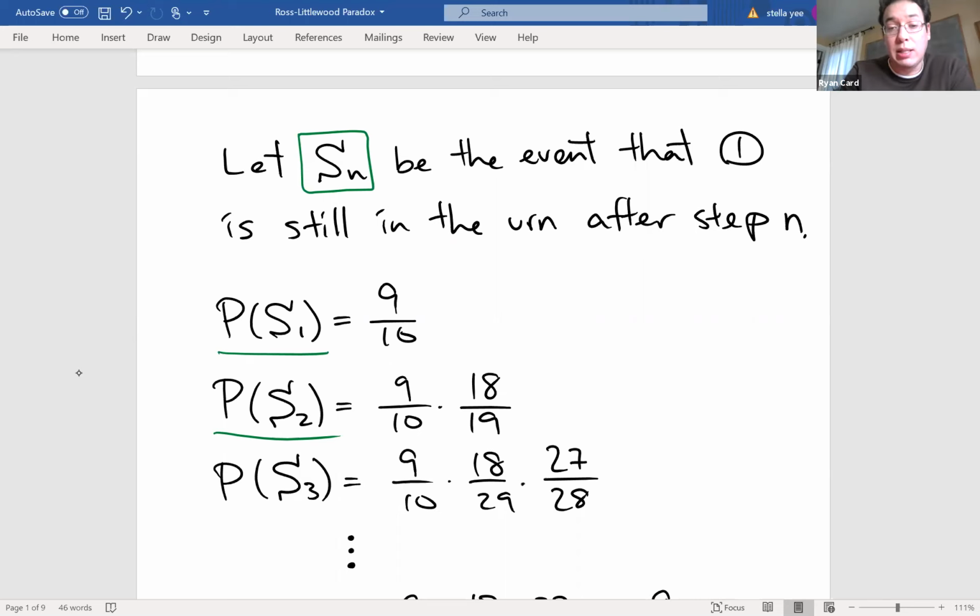I hope you got the pattern from this. For the third step, we multiply by the probability of surviving each of the first 2 draws. There's a typo here. That should be 19. After putting in 10 more balls, after drawing 2, you should have 28 in the urn. And the probability of surviving the third draw would be 27 out of 28, and so on.